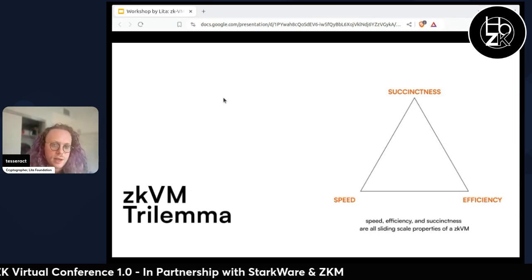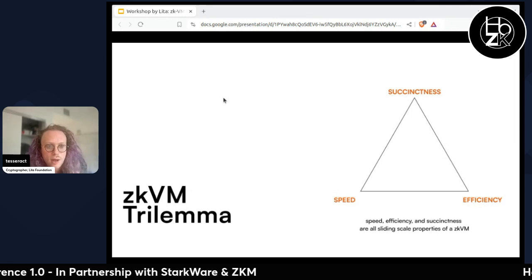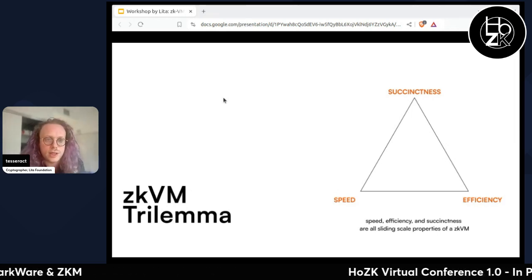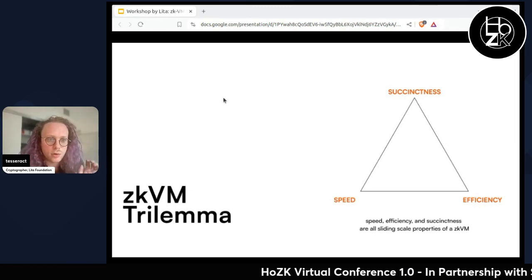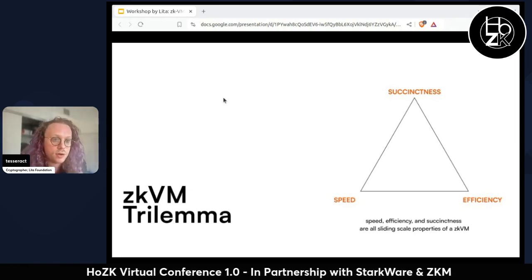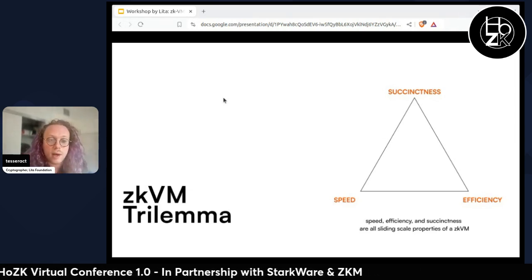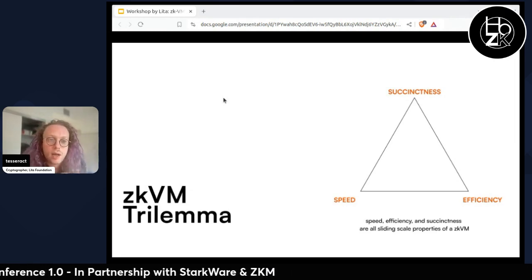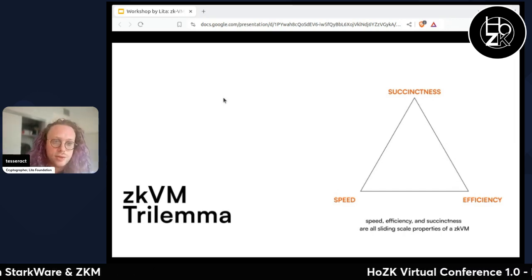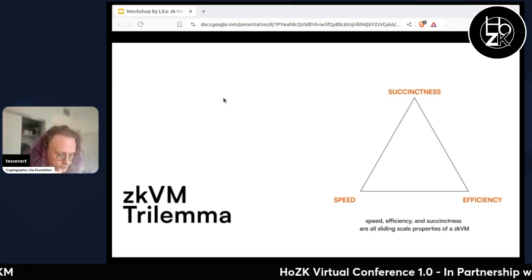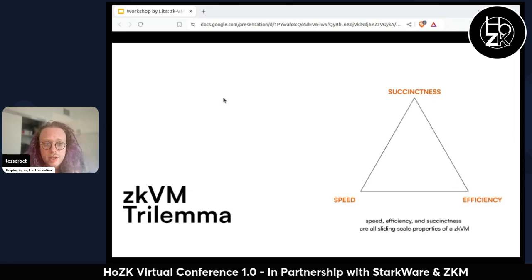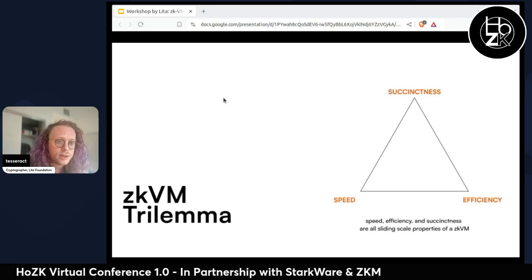The difference being that efficiency talks about the total number of cycles needed to compute something. So if you have something that's massively parallelizable, which is often the goal, then you might have very good speed. It takes a short time to produce a proof, but it takes a lot of resources to do so. You need to use a lot of cores. So these things often have some amount of tension with one another, especially succinctness versus the others.